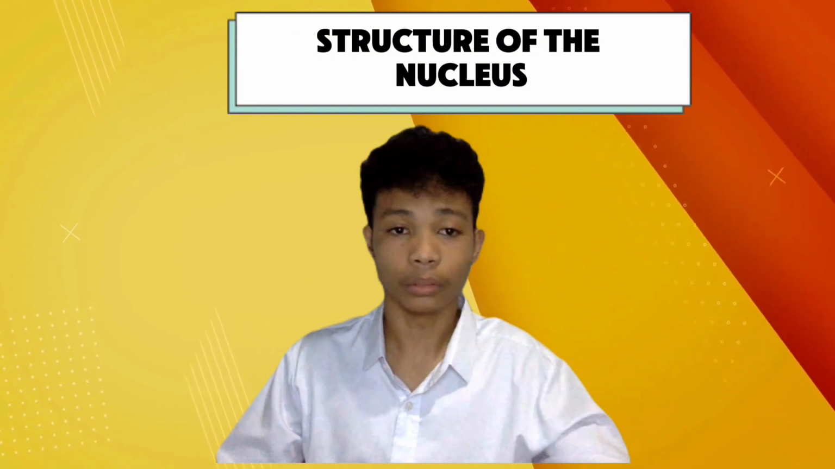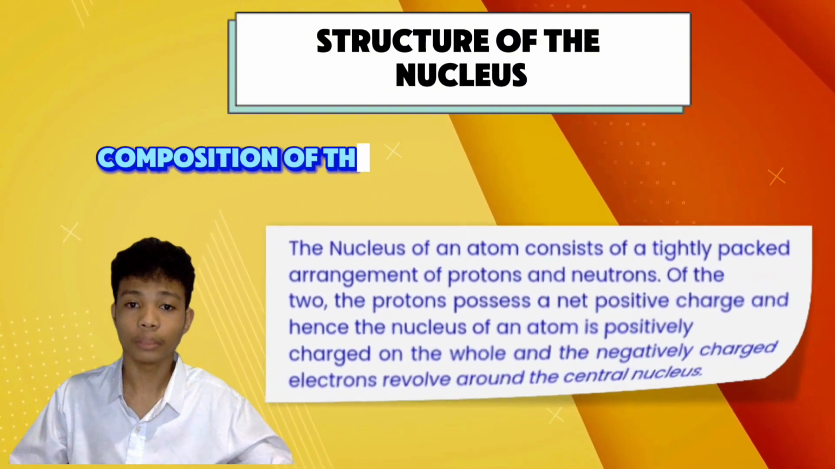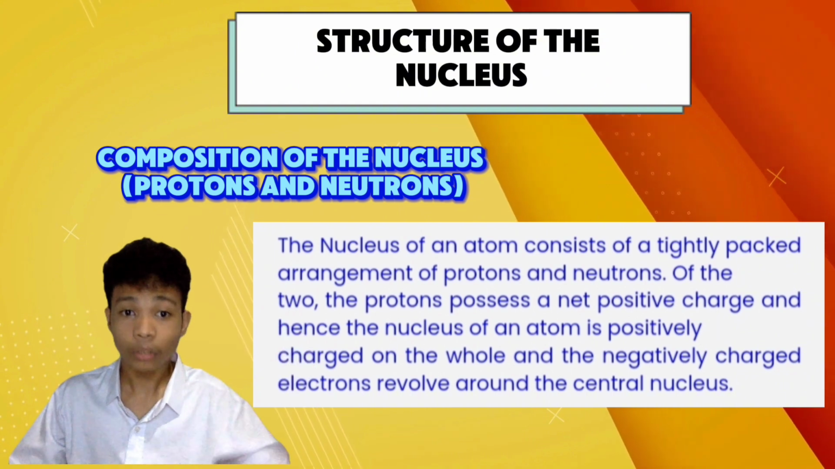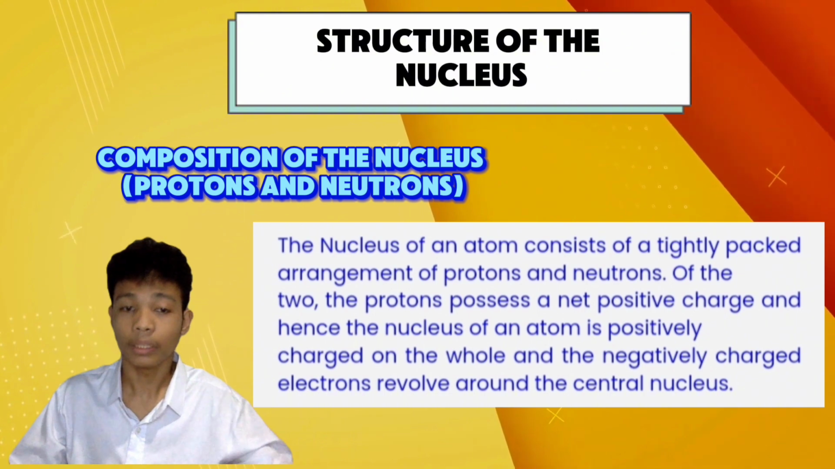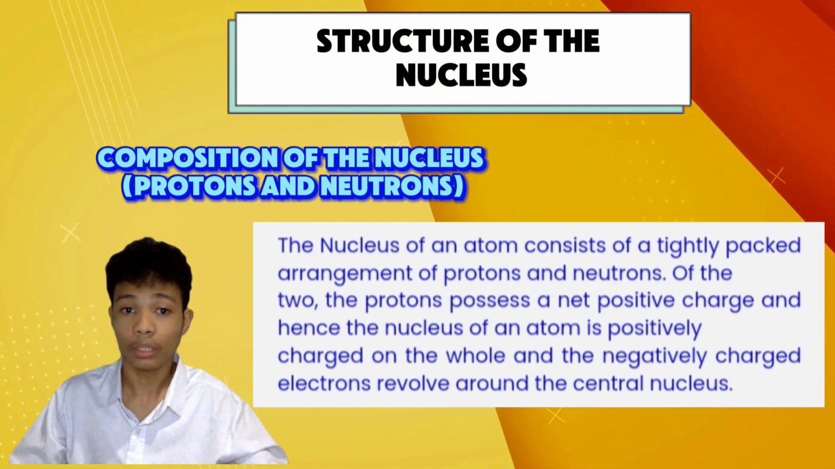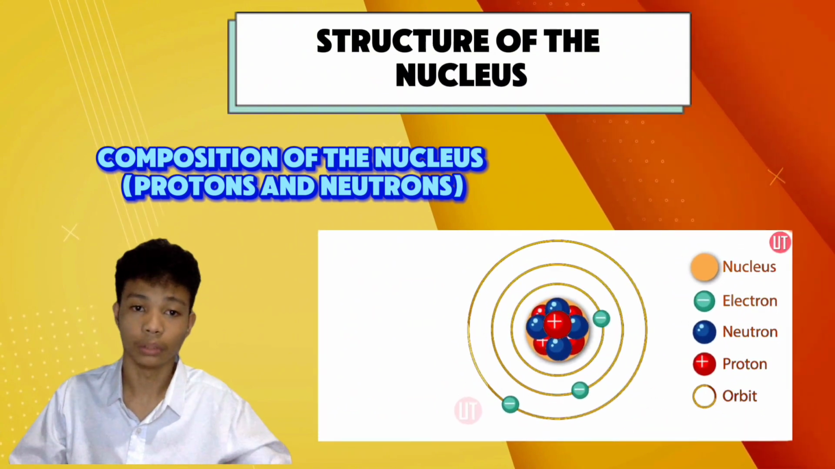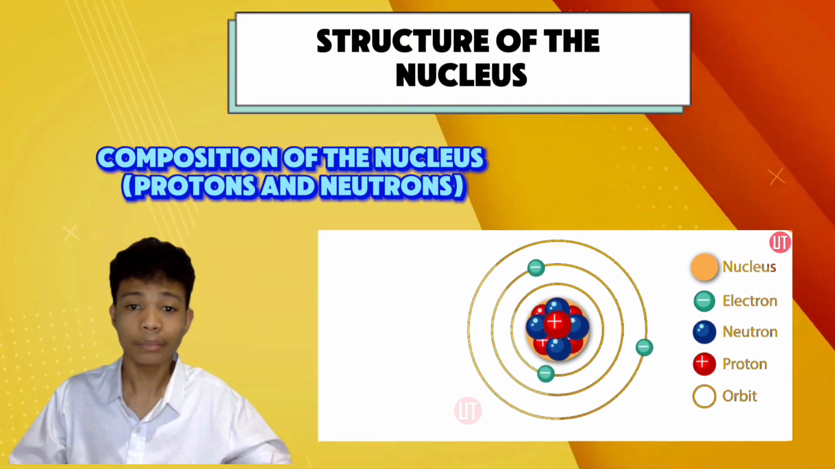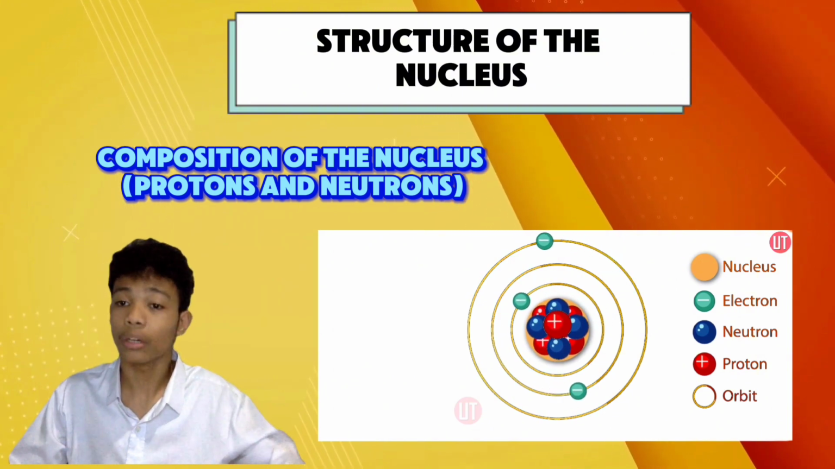Composition of the nucleus. The nucleus of an atom consists of a tightly packed arrangement of protons and neutrons. Of the two, the proton possesses a net positive charge, and hence the nucleus of an atom is positively charged on the whole, and the negatively charged electrons revolve around the central nucleus. Since the mass concentration at the nucleus of an atom is immense, the nuclear forces holding the protons and the neutrons together are also large.